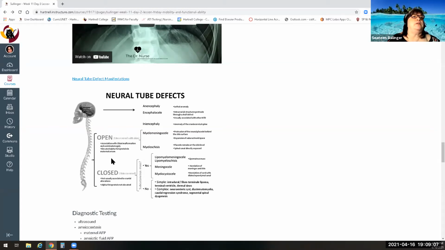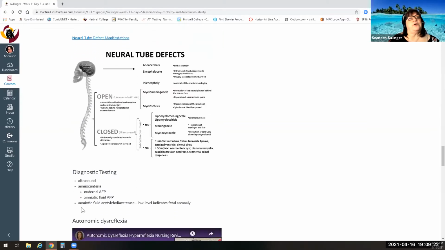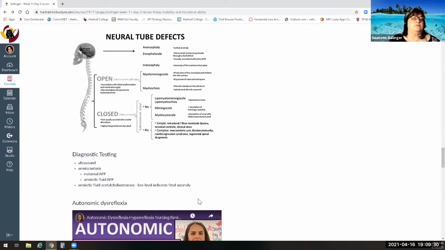So these are the open ones. And then you can also have closed, where it's covered, like meningocele. Just so you know, it's not just one thing. There are several things, and there's open and closed. And then the testing that you can do, there's also amniotic fluid acetylcholinesterase. So if you have low levels of that, that can indicate a fetal anomaly as well.